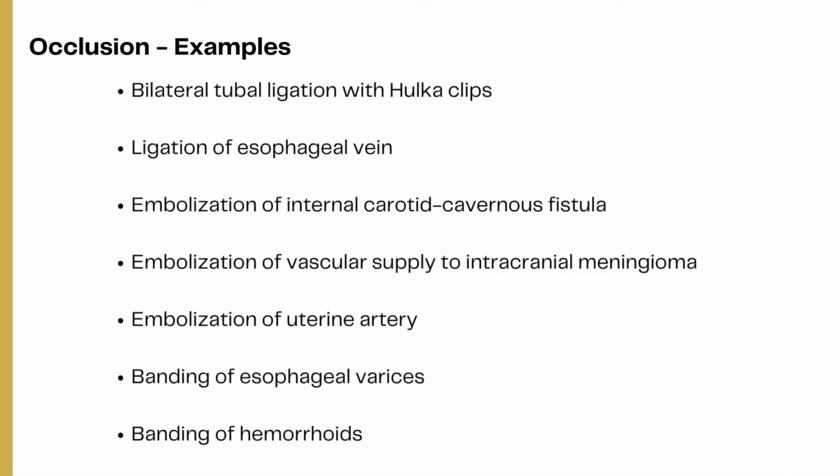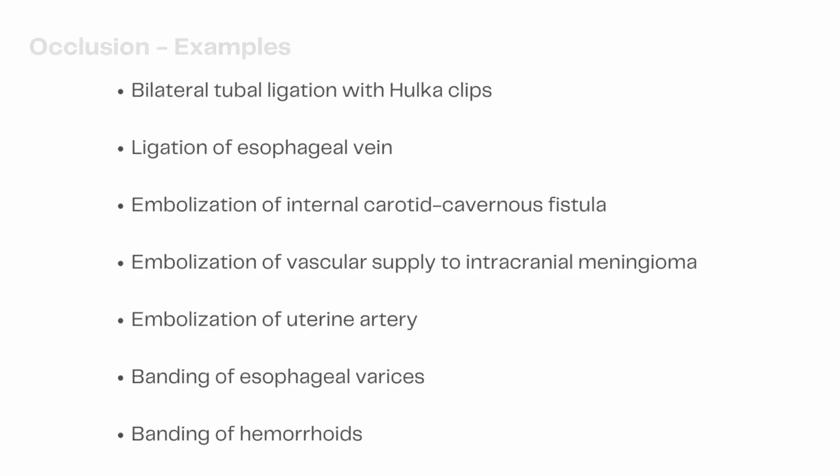Now, these are examples of procedures that are coded under the root operation occlusion. Bilateral tubal ligation with Hulka clips, ligation of esophageal vein, embolization of internal carotid cavernous fistula, embolization of vascular supply to intracranial meningioma, embolization of uterine artery, banding of esophageal varices, and banding of hemorrhoids. These are examples of occlusion as the root operation.